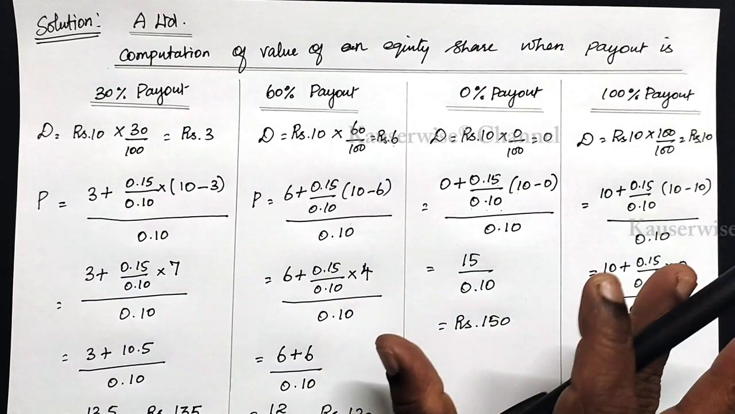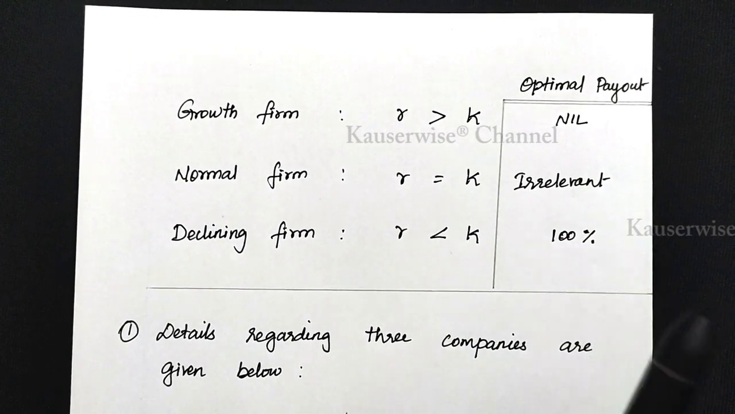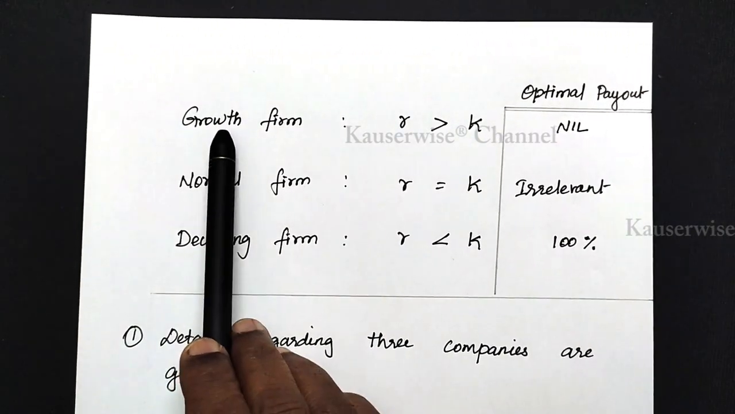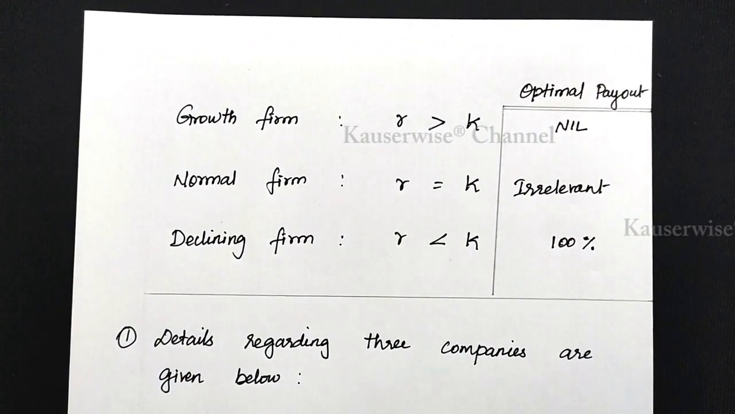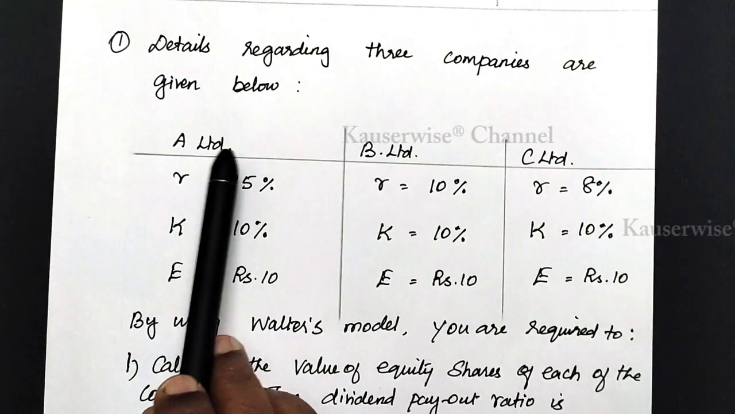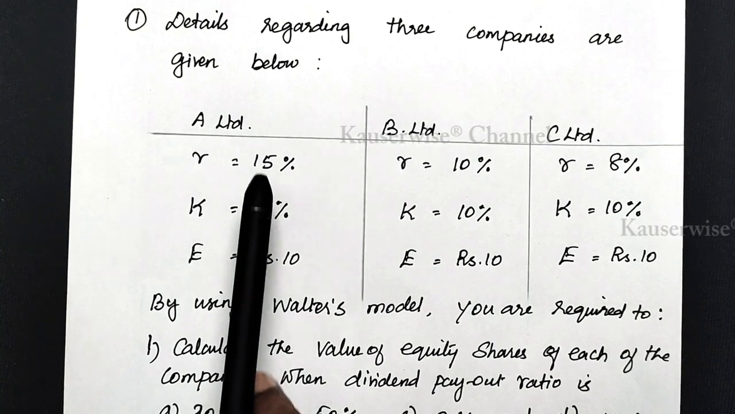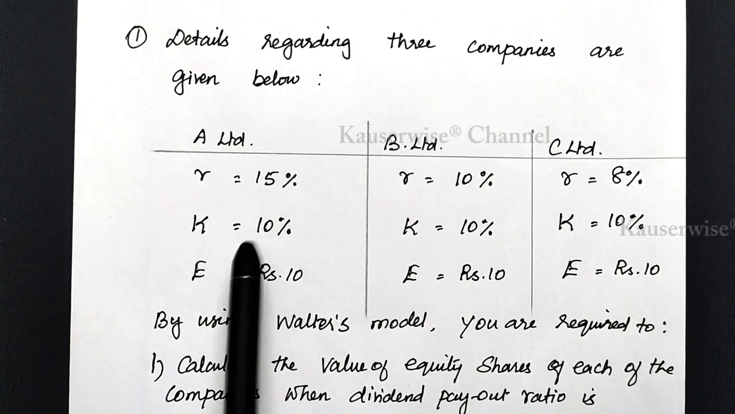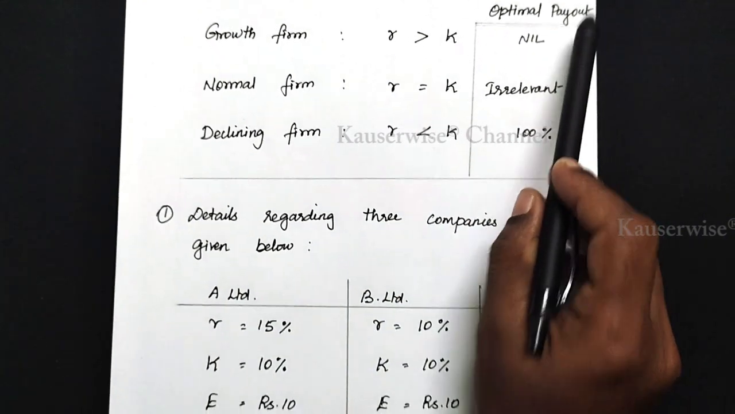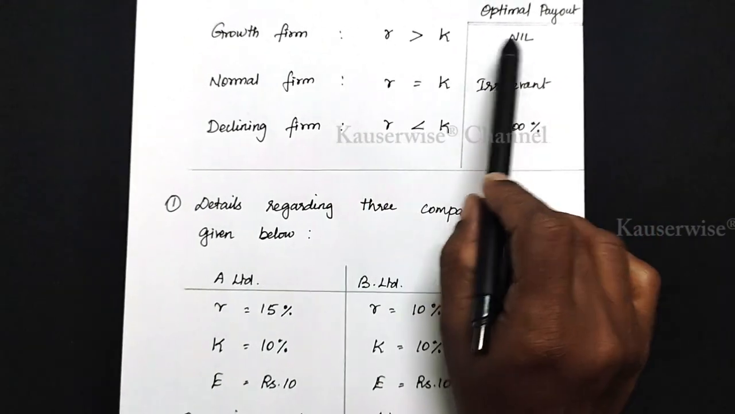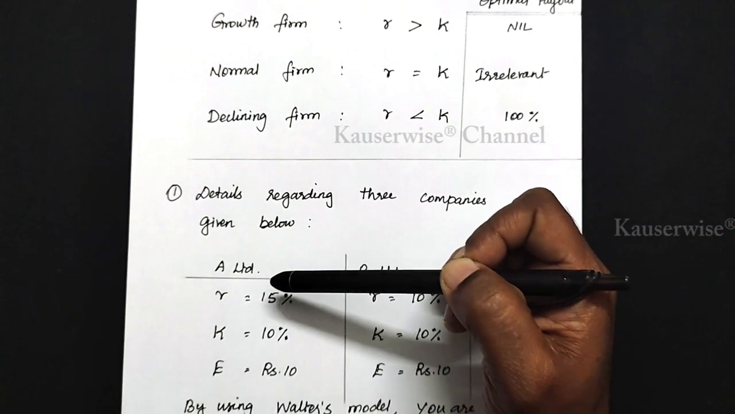See the procedure that we saw in the previous video, the procedure to find out the growth firm. For growth firm, R is greater than K. Look at the problem. Here for A Limited, R is 15%, K is 10%. So R is greater than K. So for this particular growth firm, optimum payout is nil. According to the procedure, we have got the optimum payout for A Limited, that is growth firm.